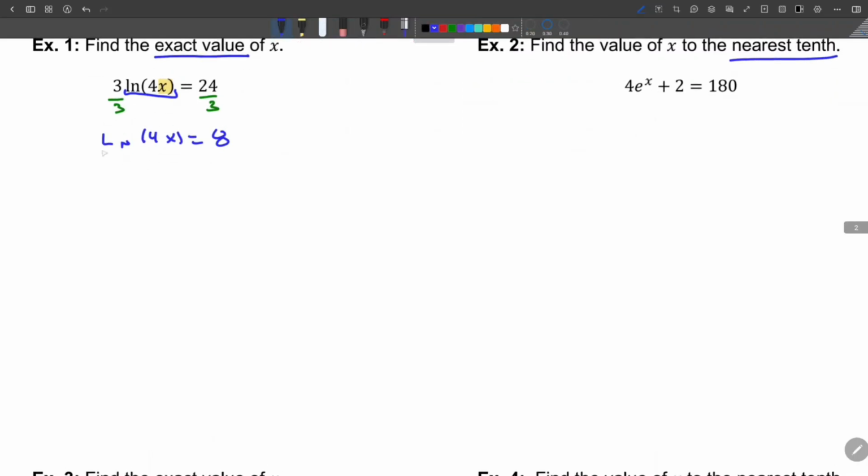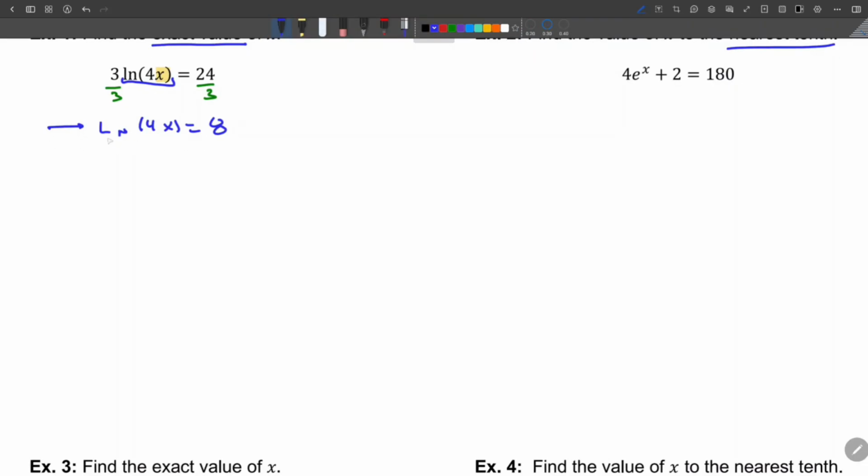From there, we need to undo the natural log. There's really a couple of different ways that we want to look at this. The easiest way would be to convert this from logarithmic form to exponential form. Remember, this is log base e of 4x, even though it says the natural log of 4x. So we would start with our base, which is e. We're circling around. e^8 is equal to 4x.